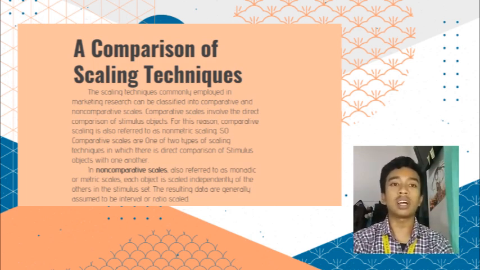So, comparative scales are one of two types of scaling techniques in which there is direct comparison of stimulus objects with one another. In non-comparative scales, also referred to as monadic or metric scales, each object is scaled independently of the others in the stimulus set. The resulting data are generally assumed to be interval or ratio scaled.